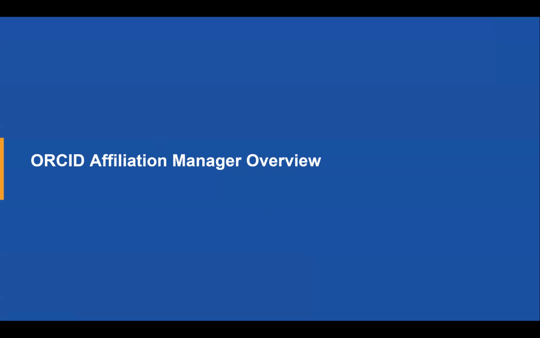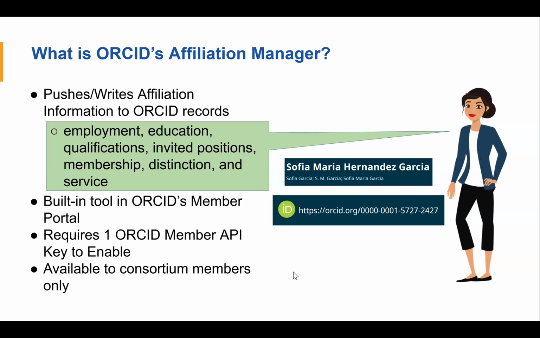In the next few minutes, we're just going to talk a little bit about what Affiliation Manager is. So just a quick overview of the Affiliation Manager. All right, so what is ORCID's Affiliation Manager? Many of you are familiar with this a little bit already. The Affiliation Manager pushes and writes affiliation information to ORCID records.